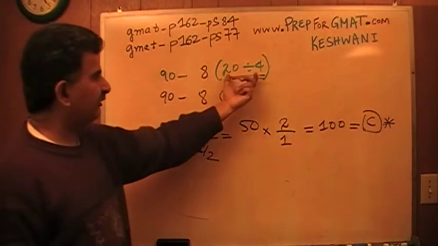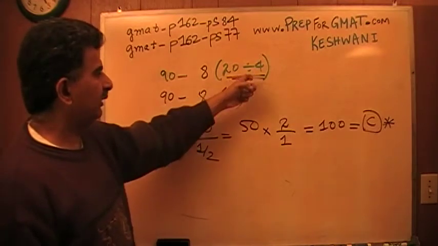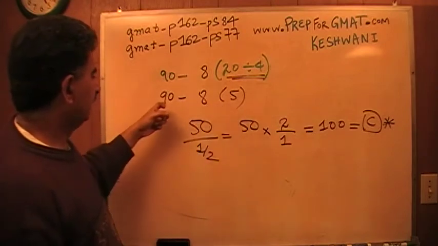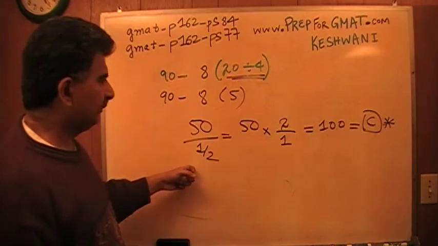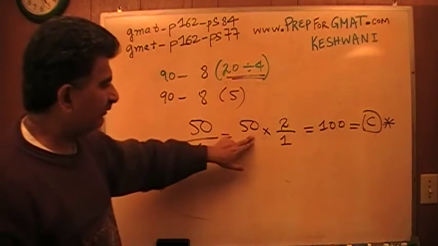So what do you start with? First thing you start out with is parentheses. Take care of this part first. 20 divided by 4 is 5. Then multiply these together. 8 times 5 is 40. 90 minus 40 gives me 50, and then divide that by half. Dividing 50 by half is the same as multiplying 50 by 2.